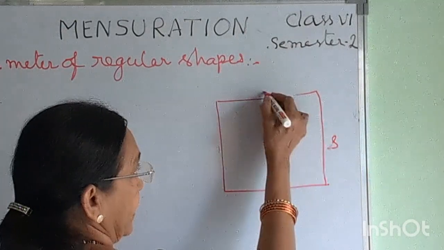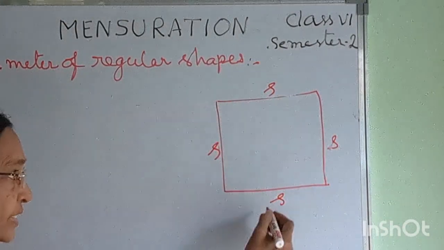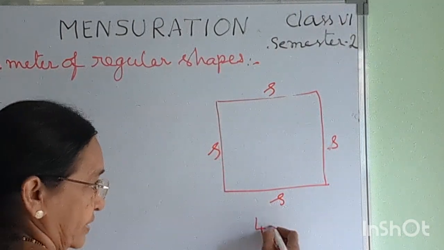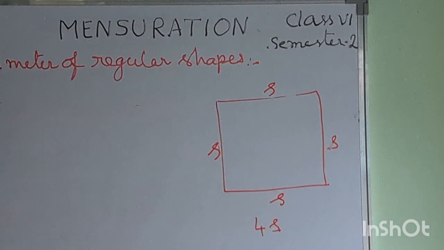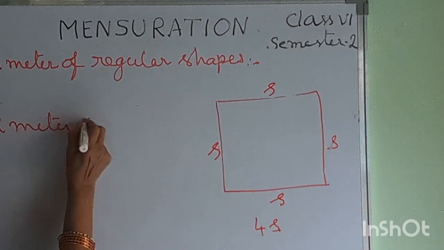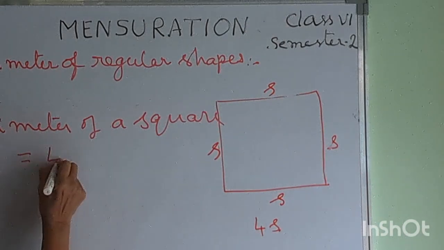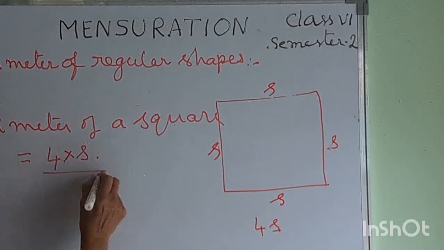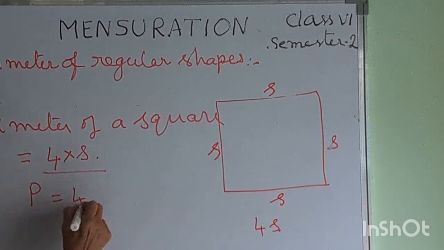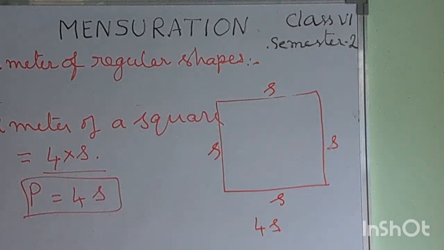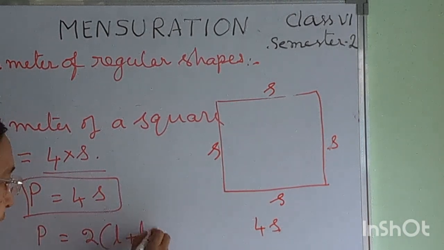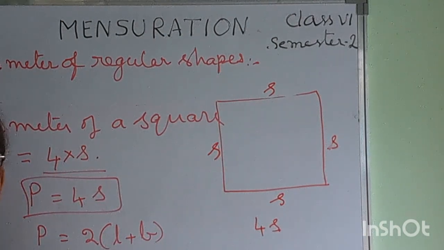If each side is equal to S, then the perimeter is S plus S plus S plus S, 4S. Therefore, the formula for the perimeter of a square is equal to 4 into side, 4S. This is the formula. P is equal to 4S. This is the perimeter of the square. And the perimeter of a rectangle is 2 into (L plus B), where L is the length of the rectangle and B is the breadth of the rectangle.